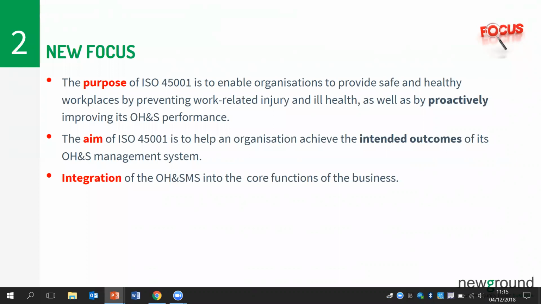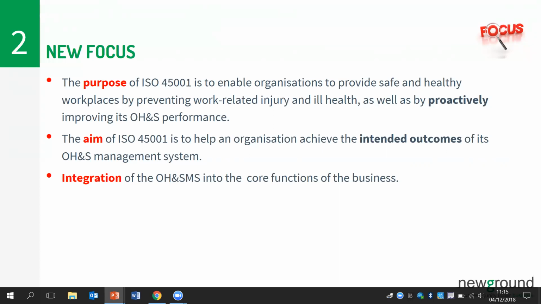These things really should be the minimum outcomes for your safety management system, but you might also add in additional outcomes if they are relevant for your business. It's really up to you to decide what the intended outcomes of your management system should be. But of course, things like continual improvement, prevention of injury and ill health, and fulfillment of your legal requirements should be a necessary outcome of your management system.